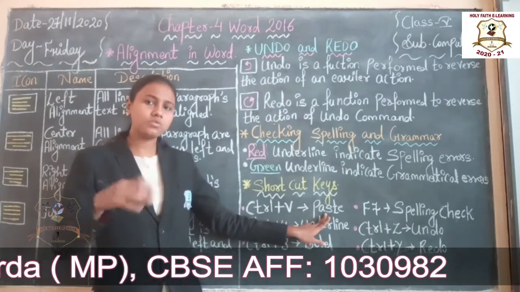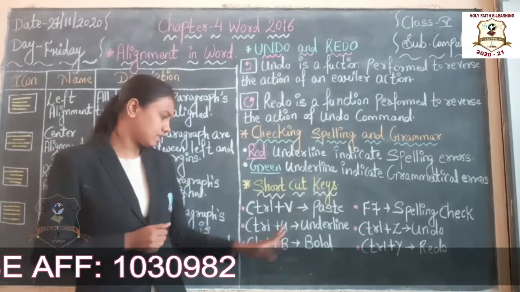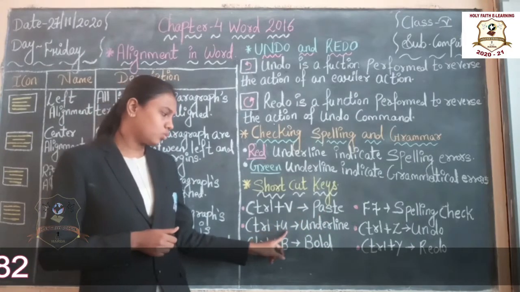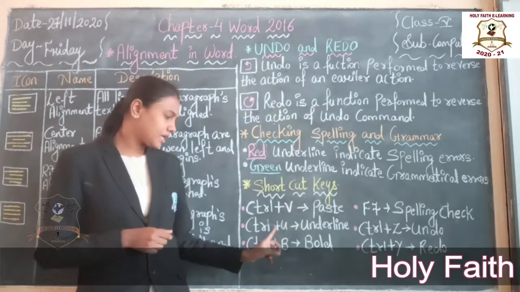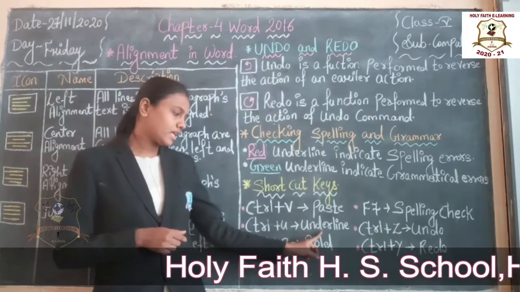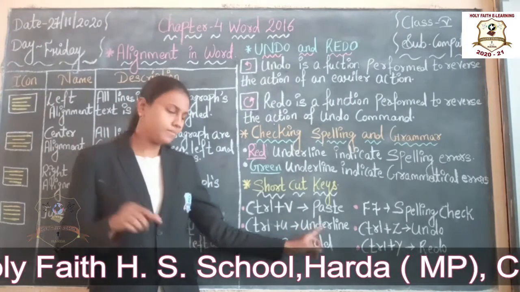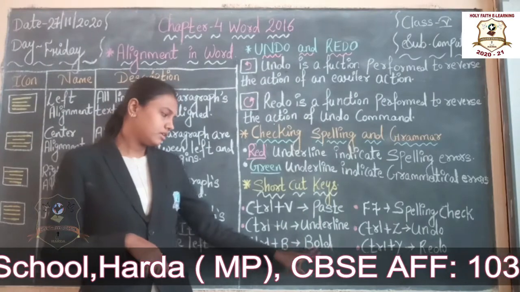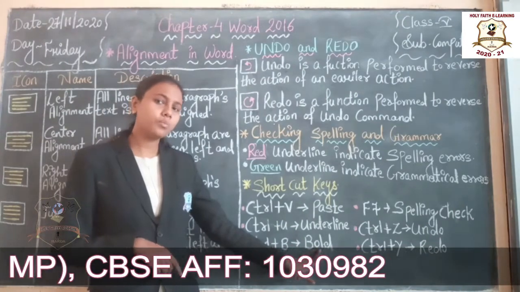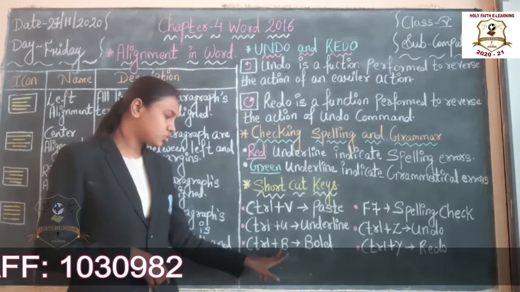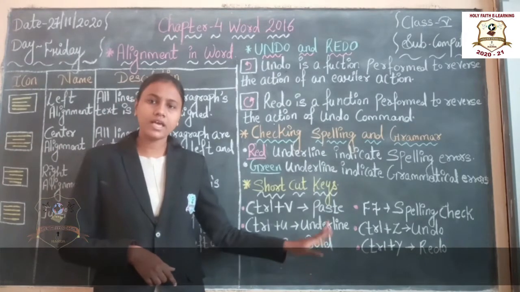एक text को दूसरे place में क्या कर सकते हैं? Paste कर सकते हैं. Second, Control plus U. It means underline. When you press Control plus U, your text will get underlined. Next, Control plus B. It is used for bold. When you press Control plus B, your text will get bold.